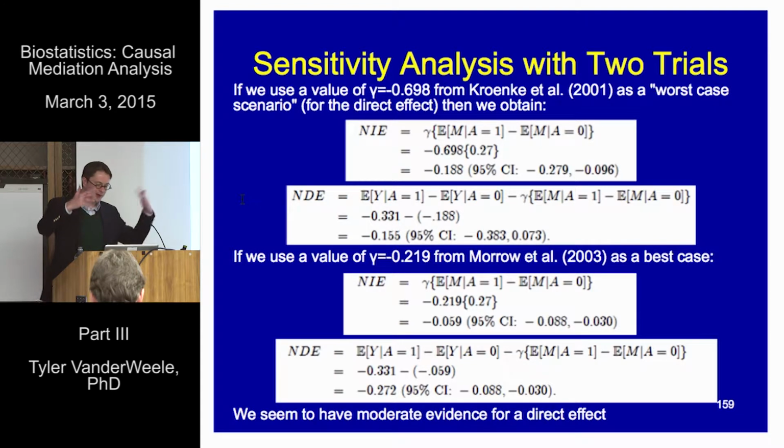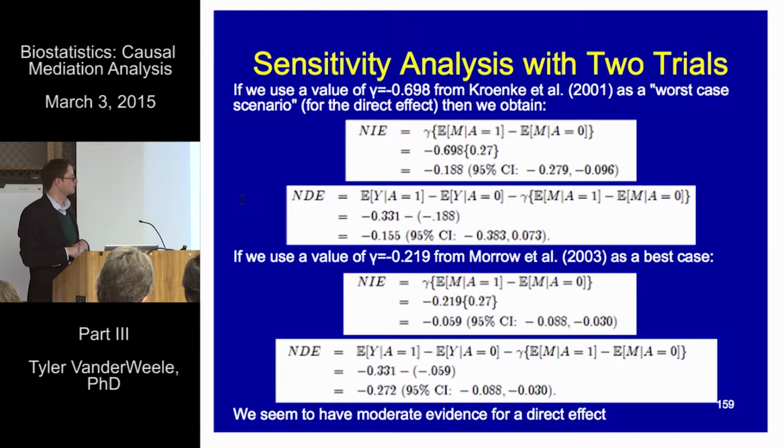So if we can do the randomized trial in one population, then we're on pretty strong ground. If we've only randomized the exposure, we can at least use the existing literature to inform our sensitivity analysis parameters using this two-trial approach to gain some insight into the relative magnitude of direct and indirect effects. Any questions on this approach?